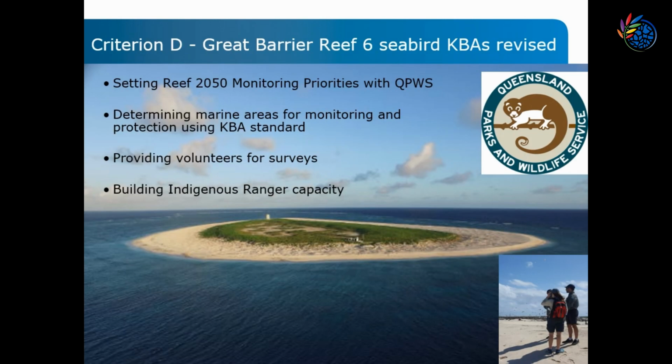And now to criterion D. One example for that is the revision of the 6 seabird KBAs in the Great Barrier Reef, which we've revised together with the Queensland Parks and Wildlife Service, both with a view to set their monitoring priorities until 2050, but also to help us determine marine key biodiversity areas for monitoring and protection.